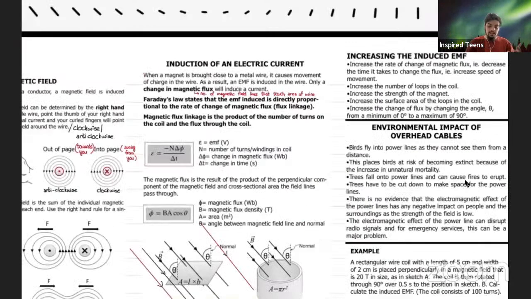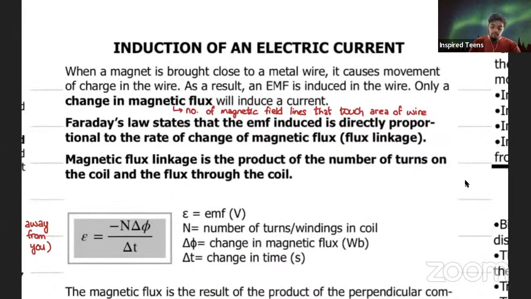Okay, so now let's read it and let's see if things make more sense. It says here, when a bar magnet is brought close to a metal wire, it causes movement of charge in the wire. As a result, an EMF is induced in the wire. Only a change in magnetic flux will induce current. So again, only when we're moving the magnet, it will induce current. Faraday's law states that the EMF induced is directly proportional to the rate of change of magnetic flux linkage.